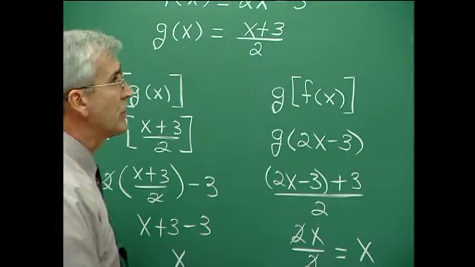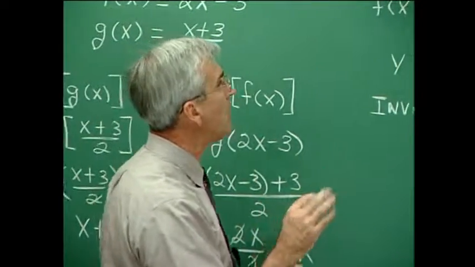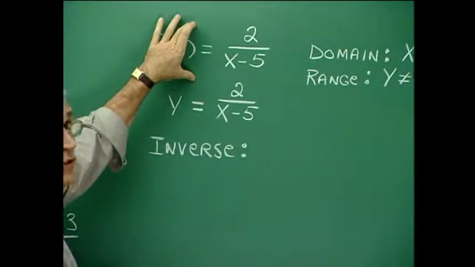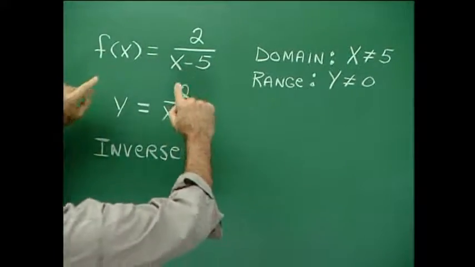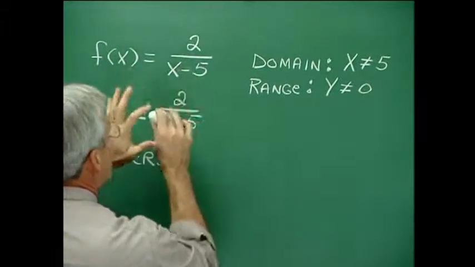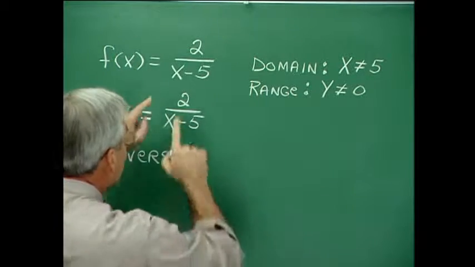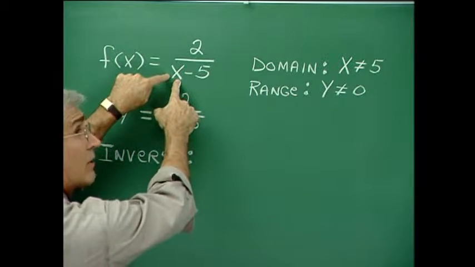Let's take a look at another situation. Suppose we start with this function and we identify first its domain and range. All right, think about domain. We've got the acceptable replacements for x. Well, let's see, all x's are okay except for that particular x that will cause this denominator to become 0.